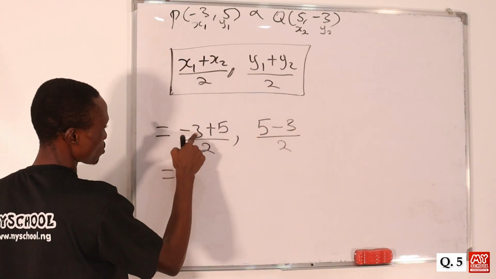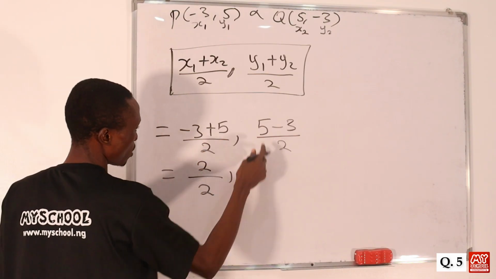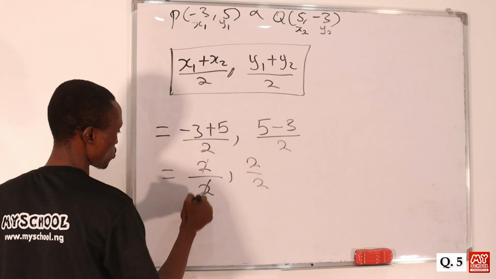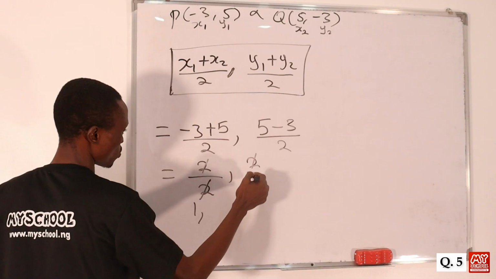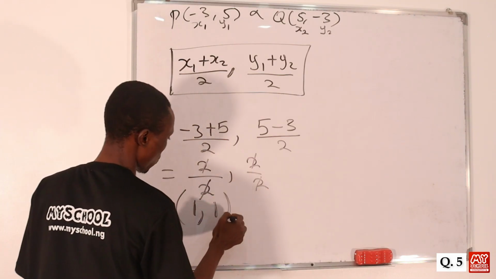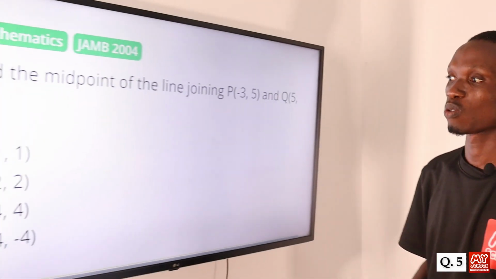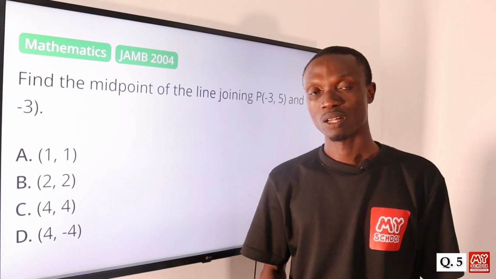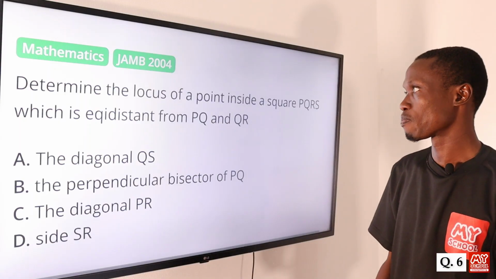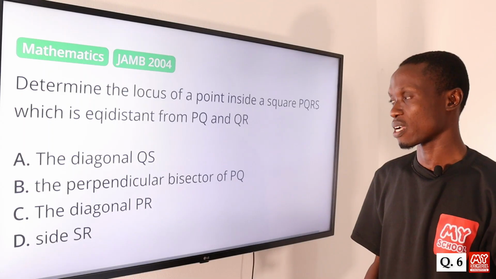Okay, so minus 3 plus 5 will give us 2 all over 2, then comma, then 5 minus 3 will give us 2 all over 2. So 2 into 2 is 1, and 2 into 2 is also 1. So the coordinates of the point is 1 and 1. So let's return back to the screen to pick the correct answer to this question, and that is option A, 1, 1.